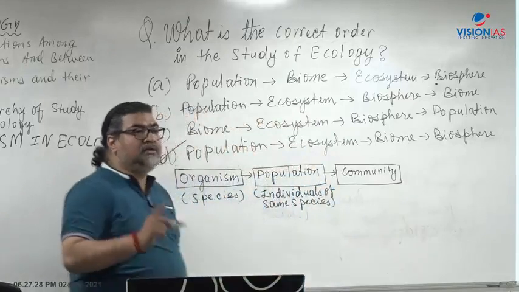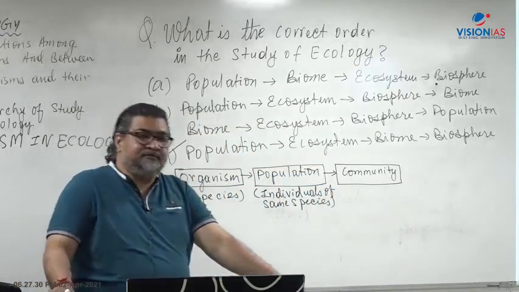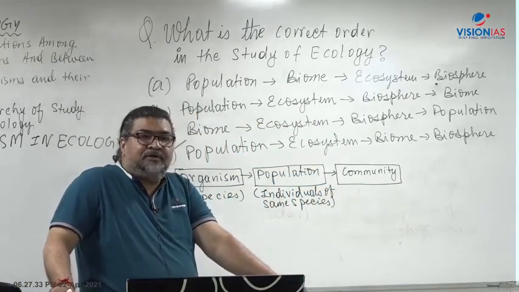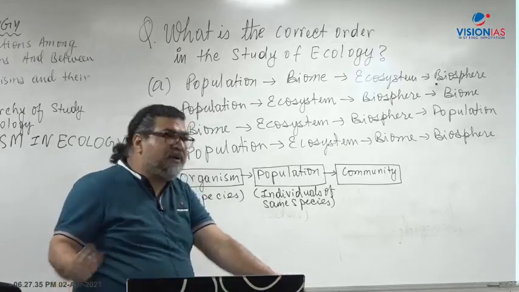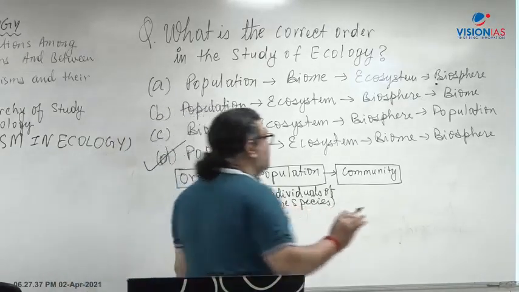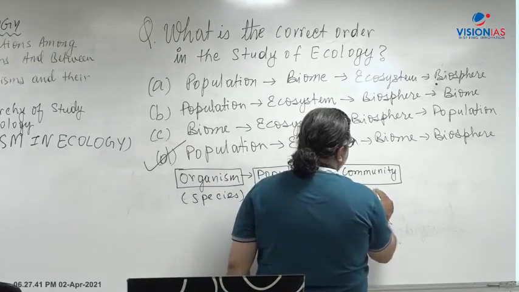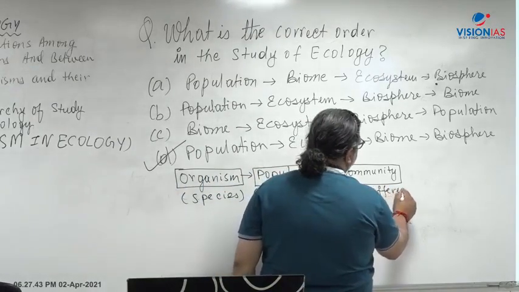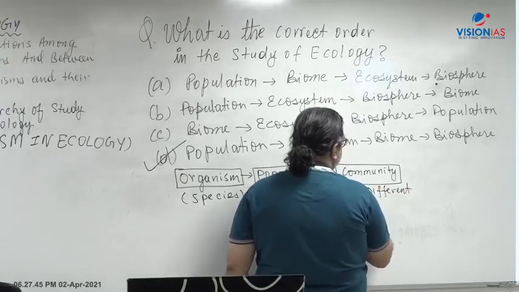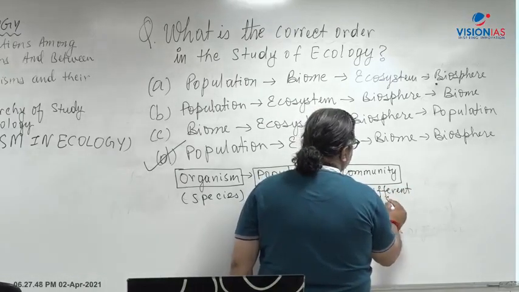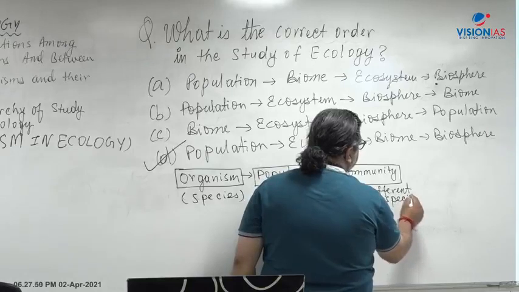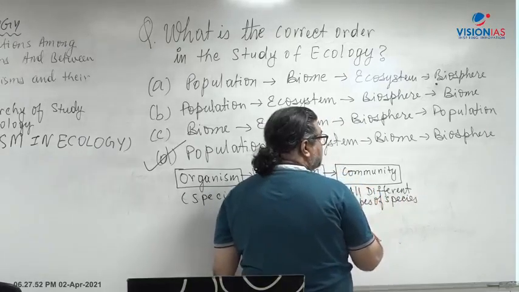What is the word here? Community. Biotic community. Biological community or biotic community. What is biotic community or biological community? Community here refers to all different types of species, all different types of species and their populations in a given area.